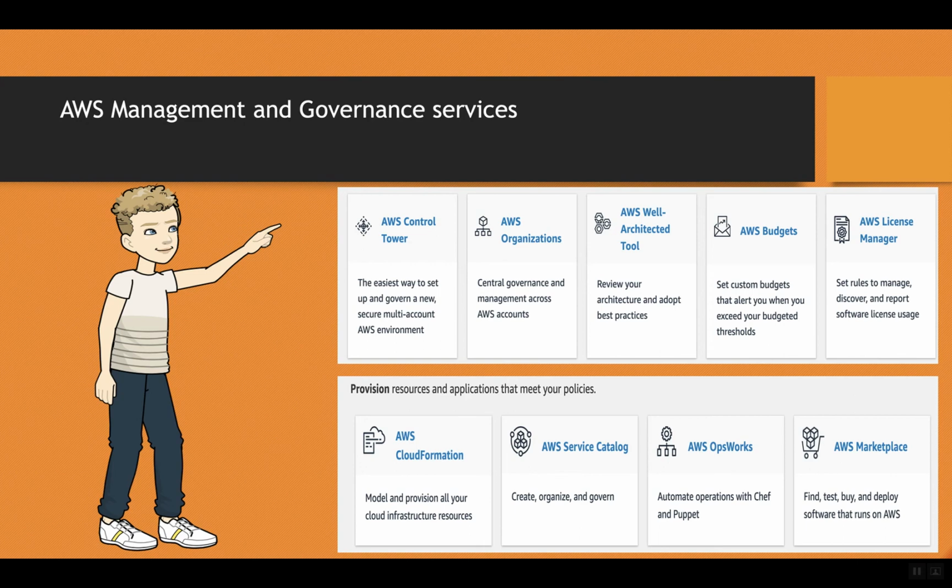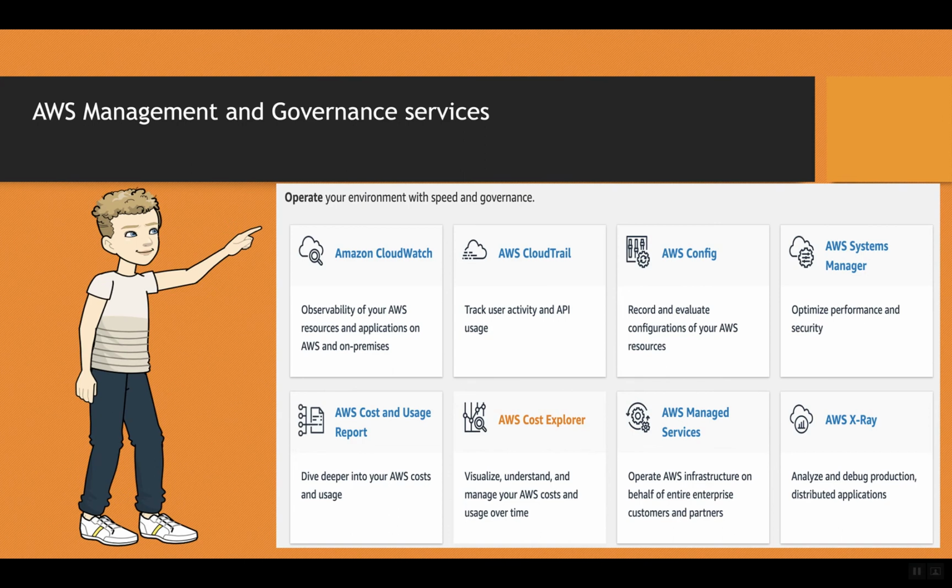AWS License Manager, set rules to manage, discover, and report software license usage. AWS CloudFormation, model and provision all your cloud infrastructure resources. AWS Service Catalog, create, organize, and govern. AWS OpsWorks, automate operations with Chef and Puppet. These are the DevOps tools. AWS Marketplace, find, test, buy, and deploy software that runs on AWS.